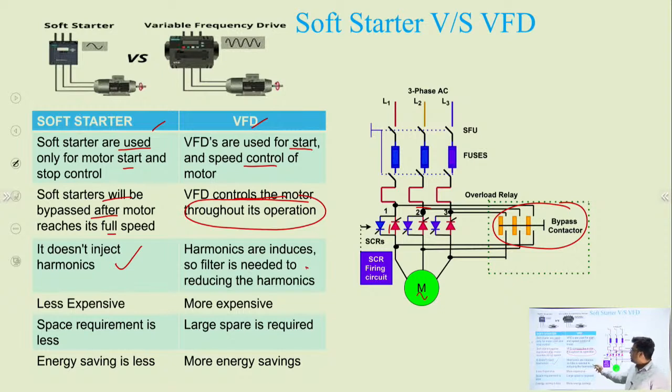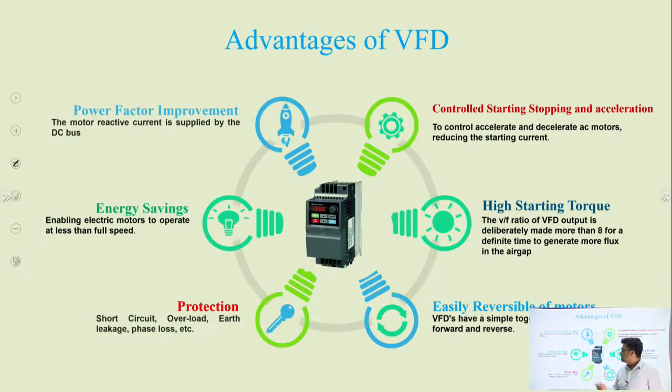But in case of a VFD, we get harmonics. That's why we need filters here. So the soft starter is less expensive and the VFD is more expensive. Space requirement is less for the soft starter and largest for the VFD. Energy saving is less in this case and more in that case. But if we talk about industrial purposes, mostly we use VFD devices. So these are the advantages.